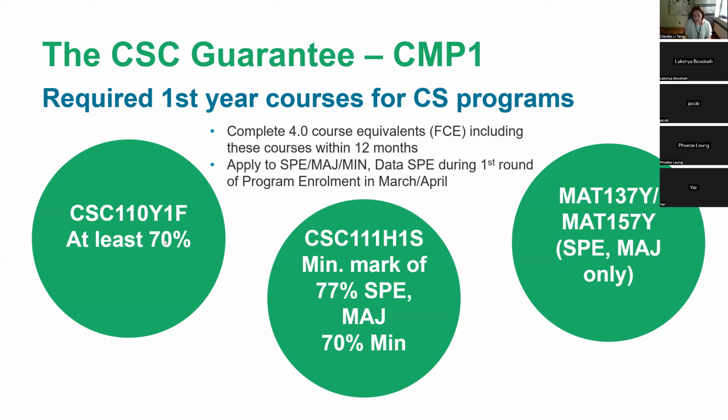So typically, students who do not meet, let's say, the 70 may have the opportunity to enroll in CSE 140 and 165 to meet the requirements, to apply as a non-guaranteed applicant, but at least you have an opportunity to do that. Okay, and the math is only required if you're doing specialist and major only. If you're doing a minor, it's not a requirement.